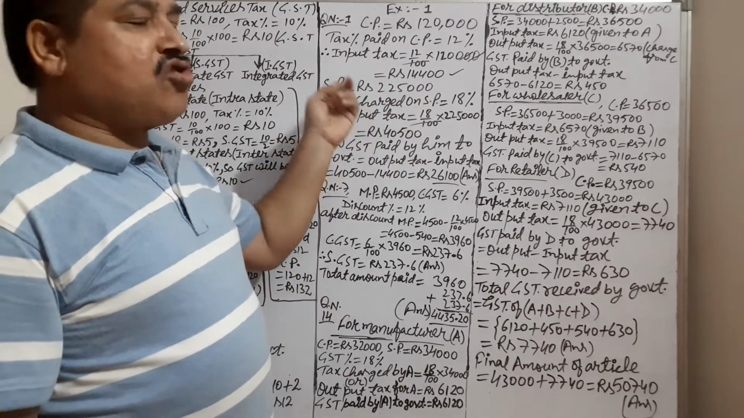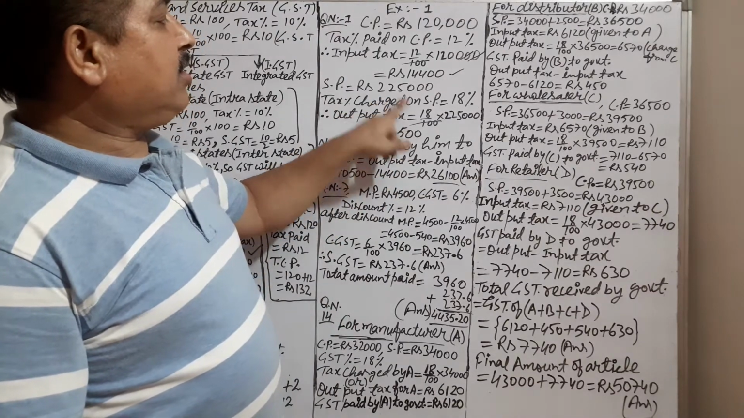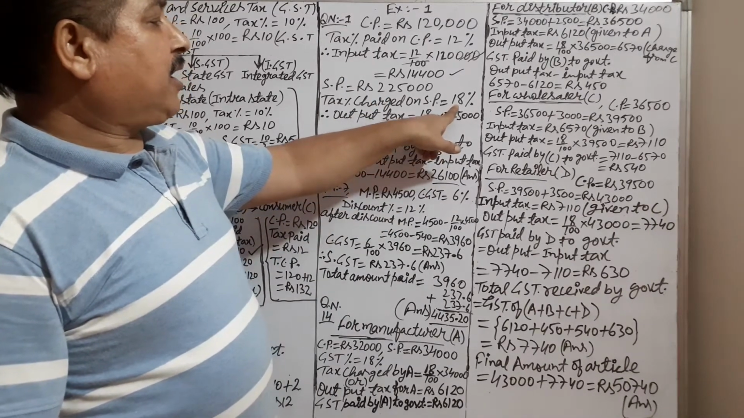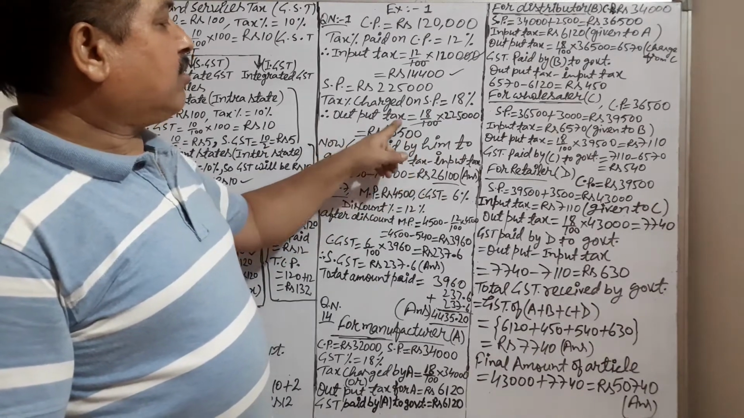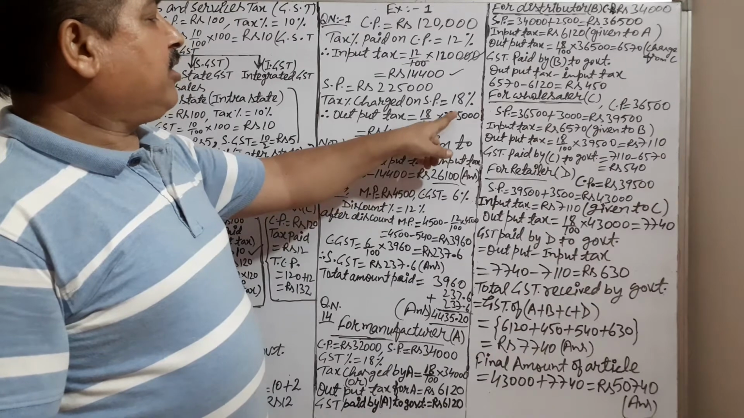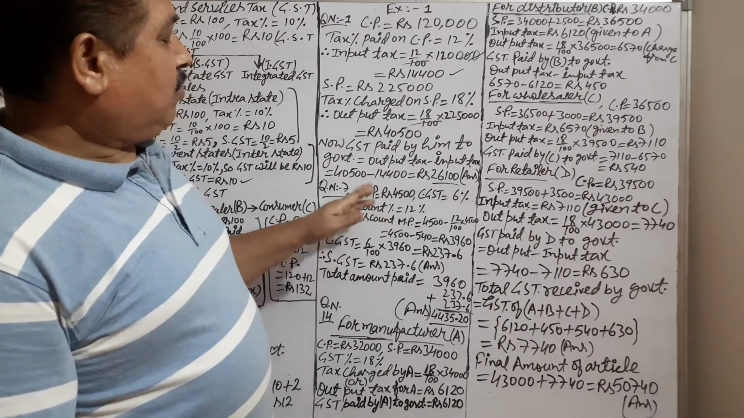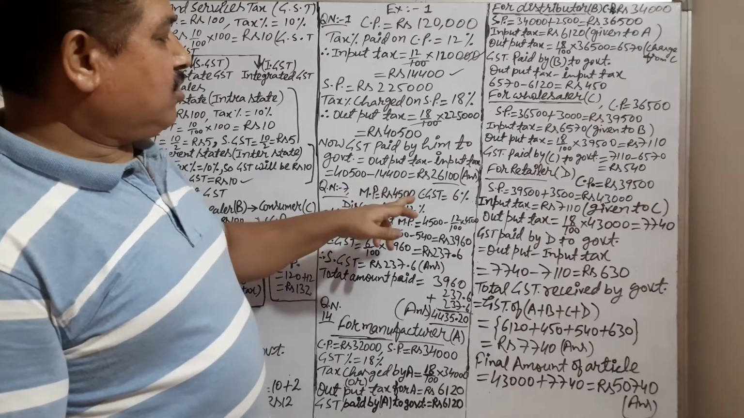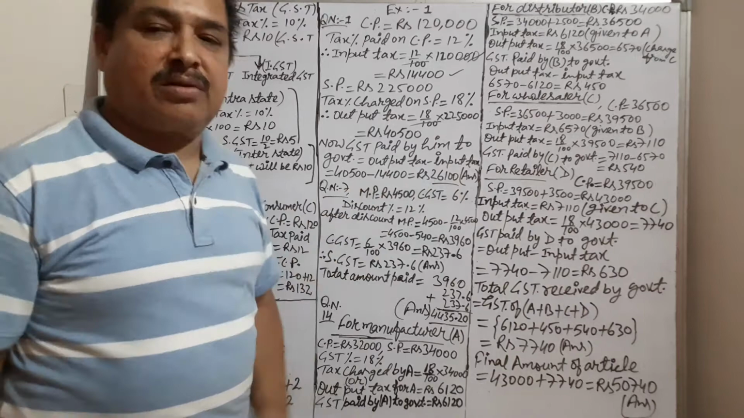Now the tax the manufacturer charges is called output tax. The selling price is this, and the tax charged is 18% of this. How much? 40,500. So that is the output tax. So what will be the GST in this question? Output tax minus input tax. This is the answer.